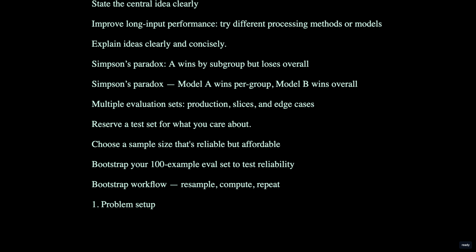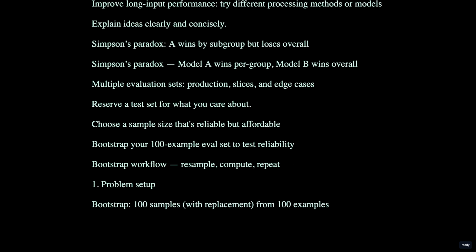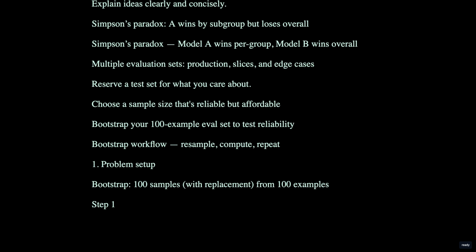In this first step, we set up the problem and fix the notation we'll use. Pay attention to the assumptions and definitions here, since they determine what follows. We form a bootstrap sample by drawing 100 items with replacement from the original 100 evaluation examples. Because we sample with replacement, some examples may repeat and some may be omitted. The sample size stays the same, which lets us estimate variability across many bootstrap samples.